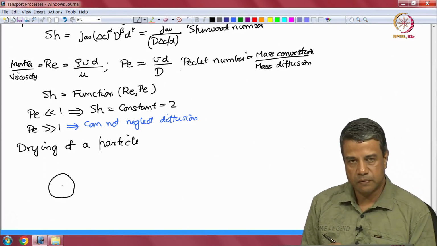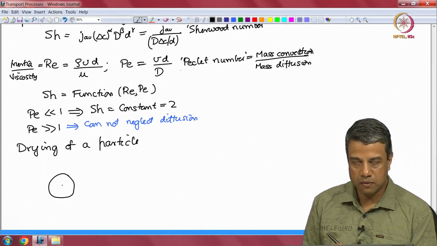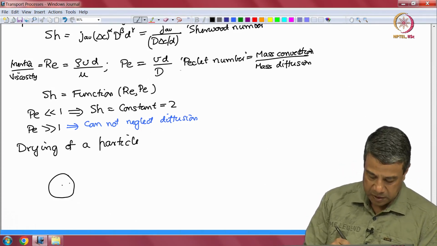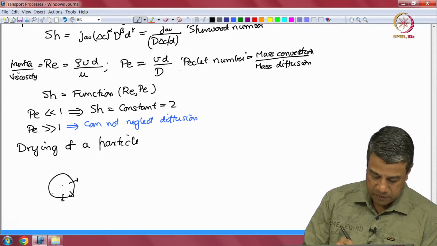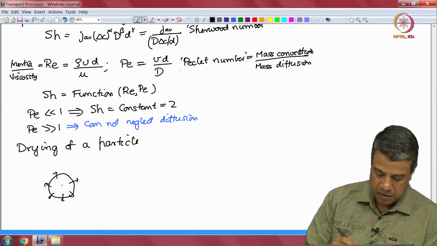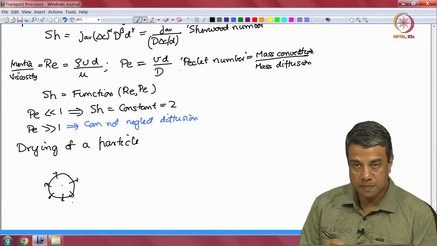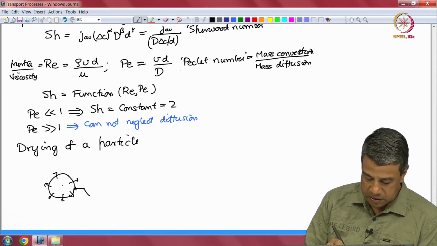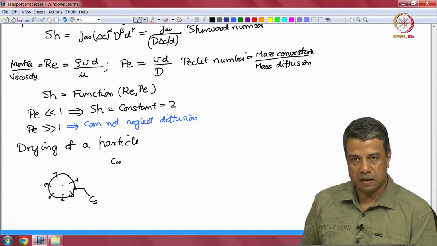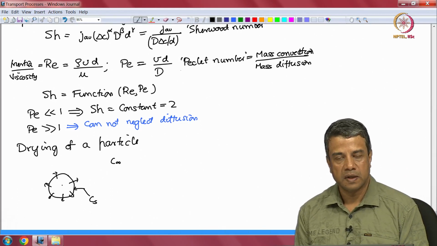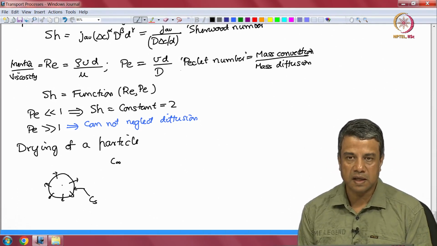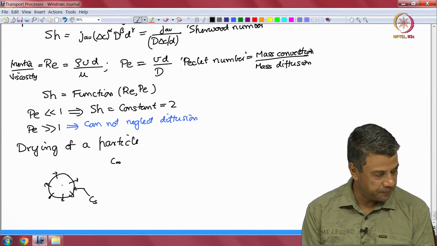In problems where you have a wet particle which is drying due to the dry air outside, there is moisture that is evaporating from the surface, and the evaporation takes place because of the difference in concentration, the saturation concentration at the particle surface and the concentration far away. This is the relative humidity compared to that in the ambient air.